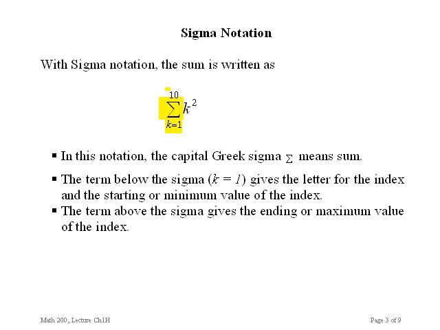Then on top of the sigma, you give the maximum value for k. K will be incremented from 1 to 10 by 1s. K will go 1, 2, 3, 4, up to 10. After all this, you write the formula, the function that you're going to sum.